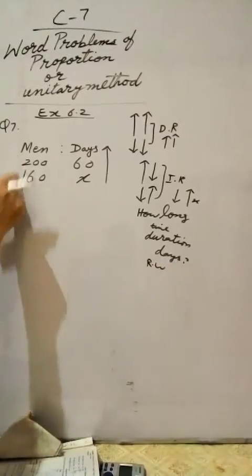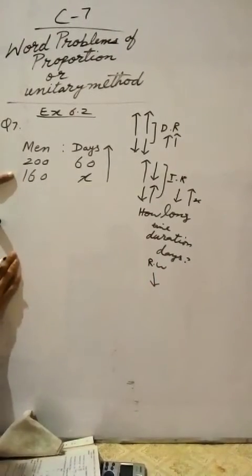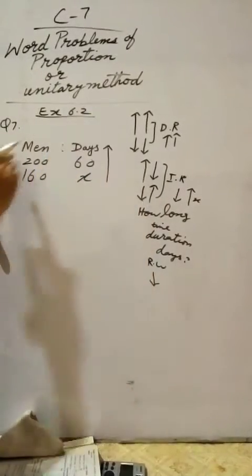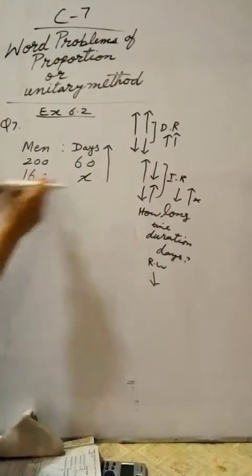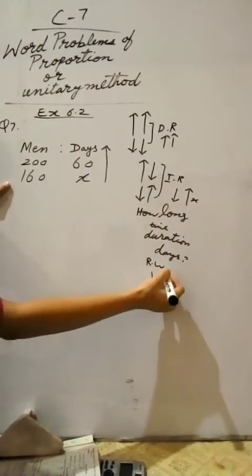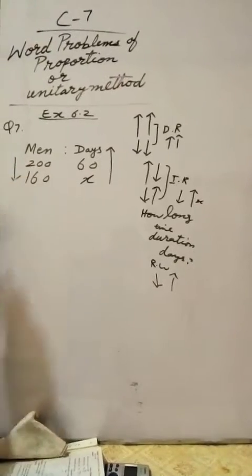Rough work is men are decreasing. When the men are decreasing, the food will be used for many days, more days. That's why the increasement sign. So the inverse relationship. So we need to put the decreasement sign.